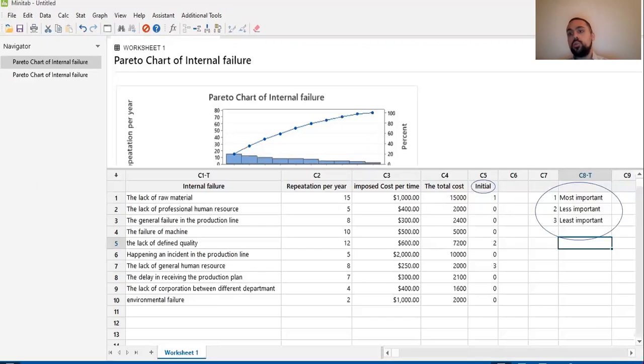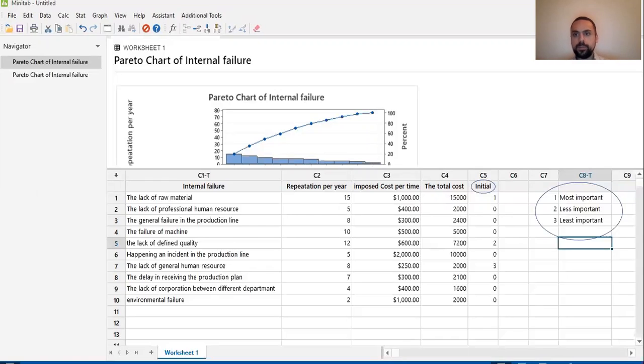Number 1, 2, 3. I assign number 1 to the most important, number 2 as the less important, and number 3 as the least important factor. So I don't need to assign these initial numbers to all of these factors. It's not our job. We just define it for the Minitab.